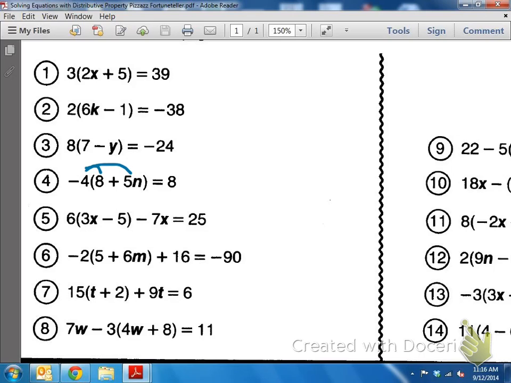So negative 4 times 8 is negative 32. Then we do negative 4 times positive 5, and that is negative 20. And of course, n is still attached, so I write negative 20n. Then of course I copy the rest, and that equals 8.